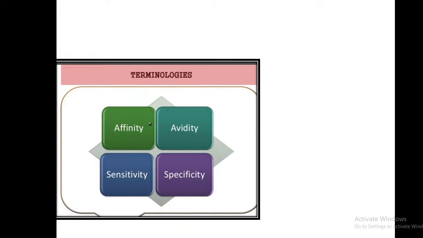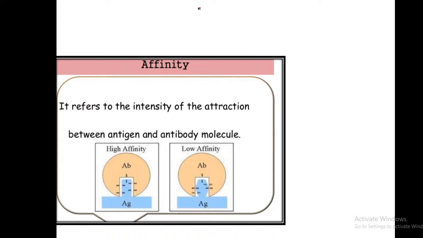Now there are some different terms which are used in immunity, basic terms: affinity, avidity, sensitivity and specificity, and you have to learn this affinity and avidity. First is affinity. Affinity refers to the intensity of attraction.